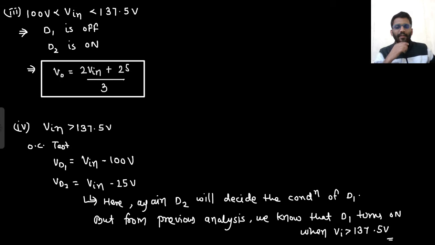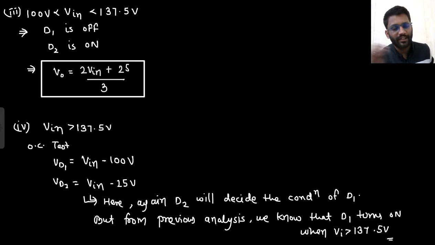Now, can you think, will there be any condition when first D1 turns on and then we will decide the working condition of D2? In the question, first D2 is turning on and then we are deciding the working condition of D1. But will there be any condition that first D1 turns on? No, because VD2 will always be greater than VD1. So first D2 will turn on only. D1 will not turn on first. D2 will turn on and that will decide the working condition of D1.